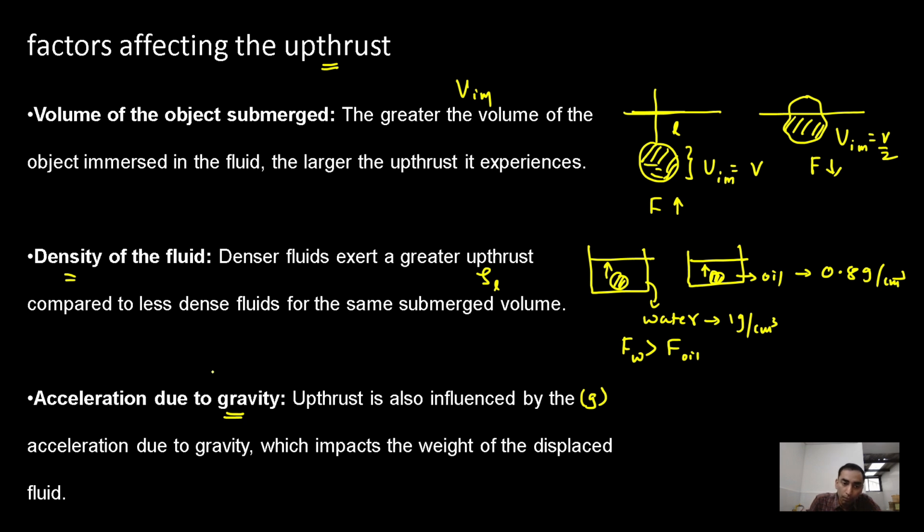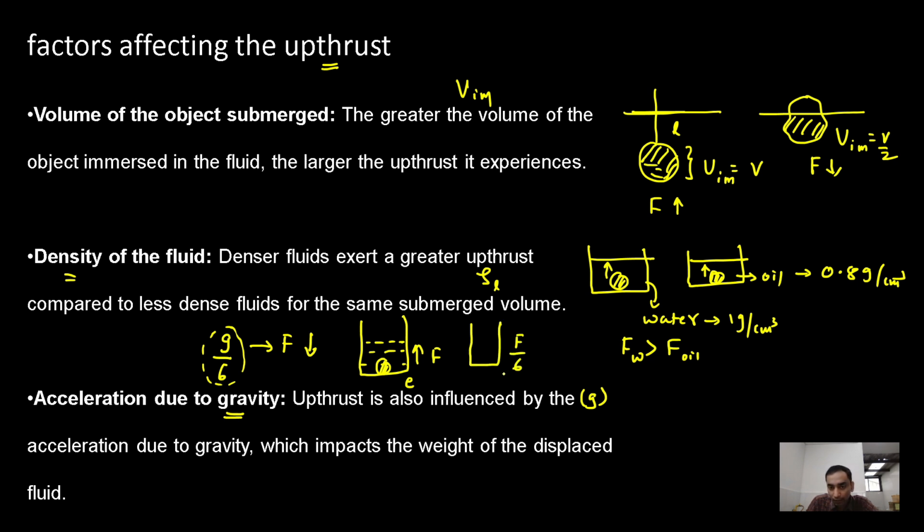Now suppose you go to moon. Over there the value of acceleration due to gravity is 1/6 of that of the earth. So over here the upthrust value will be less. So I mean to say that you take a container, immerse a stone and filled with water. Over here on the earth the upthrust is, say for example, F. If you take the same container with same stone and the same liquid, that is water, on the moon, then over there the upthrust decreases by a factor of 6. That is due to the fact that the value of G affects the upthrust.